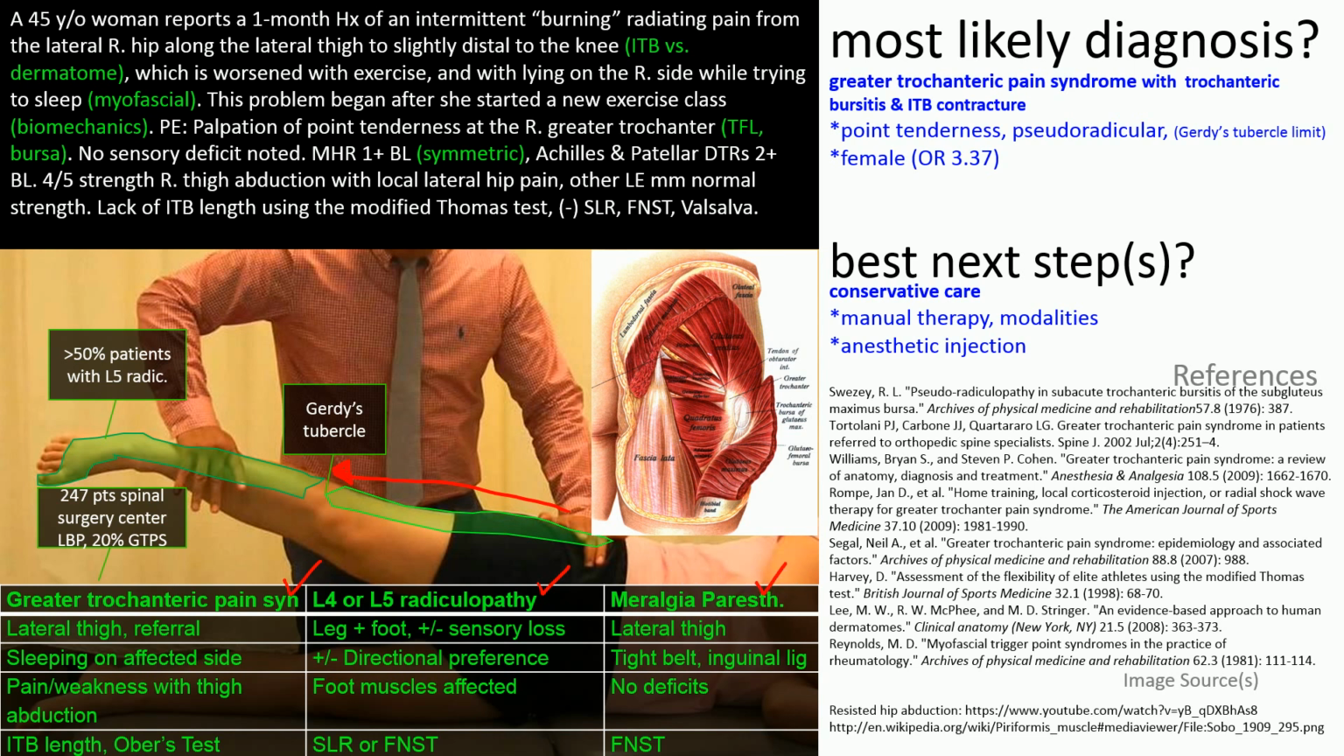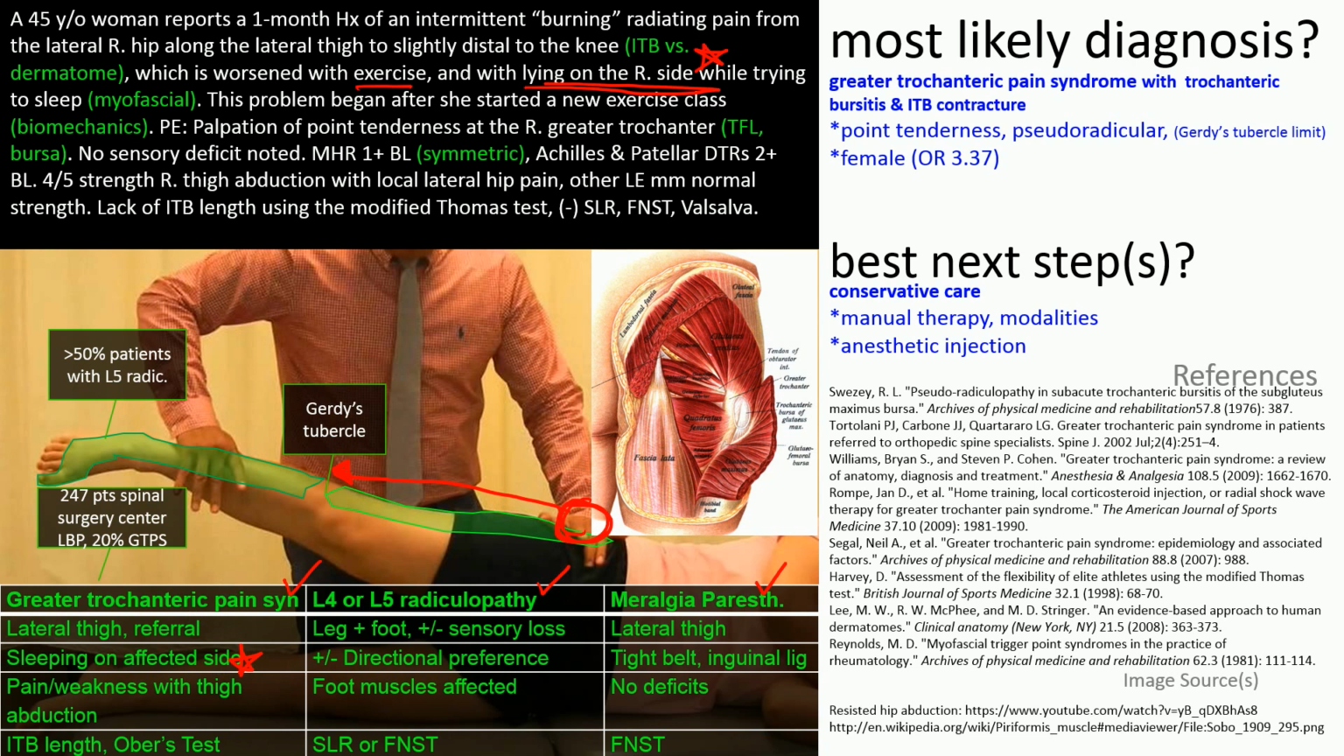So looking back at the symptoms, her pain's coming on with exercise and with lying on the right side while trying to sleep. This is a very, very classic symptom because when you're lying on the side, you're actually putting pressure right on that hip. And that leans more towards greater trochanteric pain syndrome.